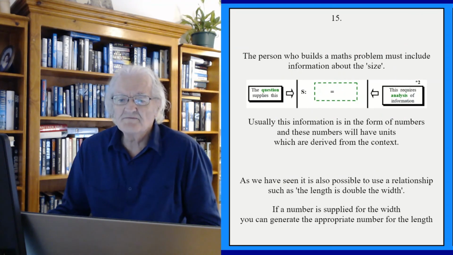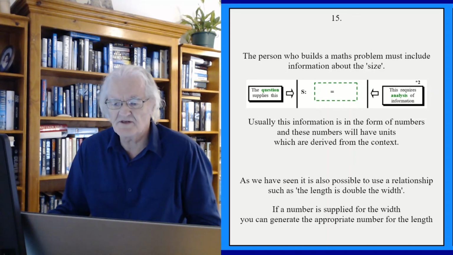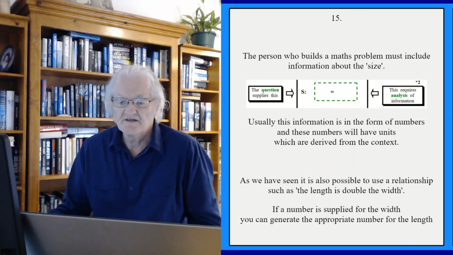The person who builds a maths problem must include information about the size. Usually this information is in the form of numbers, and these numbers will have units which are derived from the context. As we have seen previously, it is also possible to use a relationship, such as the length is double the width. So if a number is supplied for the width, you can generate the appropriate number for the length.